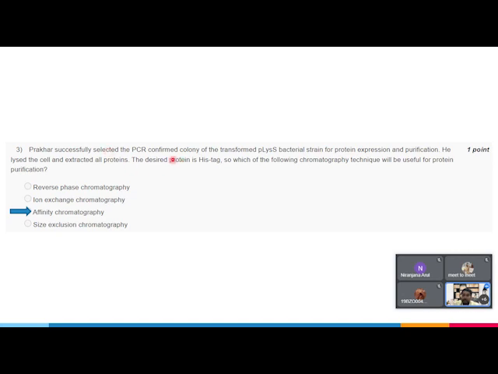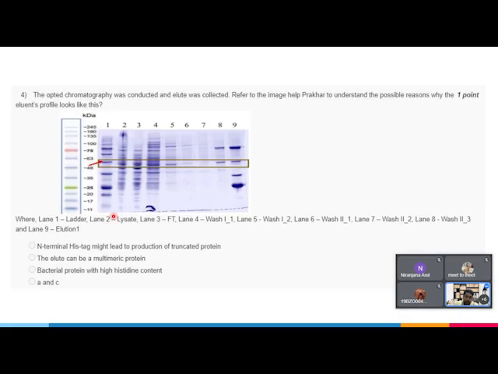Prakhar successfully selected the PCR confirmed colony of the transformed T list bacterial strain for protein expression and purification. He lysed the cell and extracted all the proteins. The desired protein is his tagged, so he can use the affinity chromatography technique using a nickel NTA column in order to purify his desired protein. So the next question, let's see how well we have understood the affinity chromatography. The opted chromatography was conducted and eluate was collected. So essentially you have washed everything and eluted what you think to be your particular protein of interest.